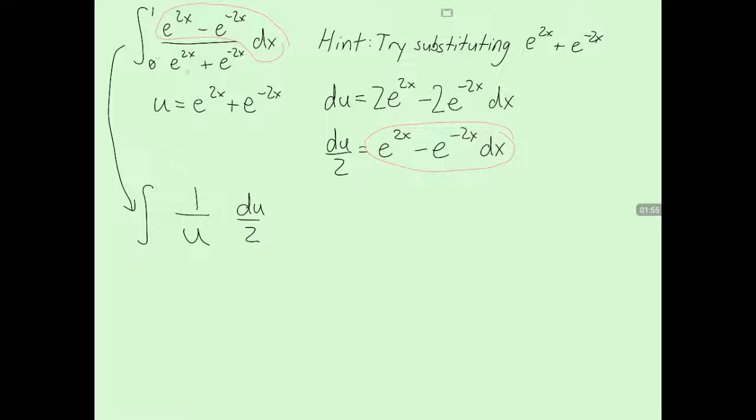So if we plug in x, then we get e to the 0 plus e to the 0, so that's 1 plus 1. So our lower bound becomes 2. And if we take our upper bound, then what we get is e to the power of 2 plus e to the power of negative 2. So that's e squared plus 1 over e squared.